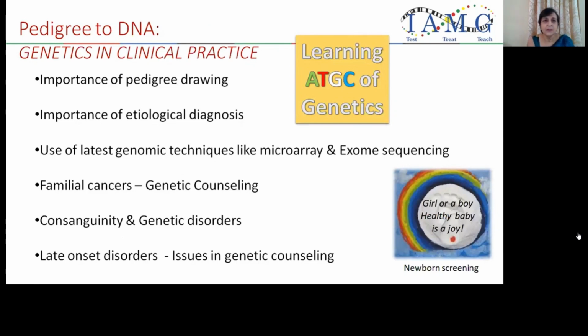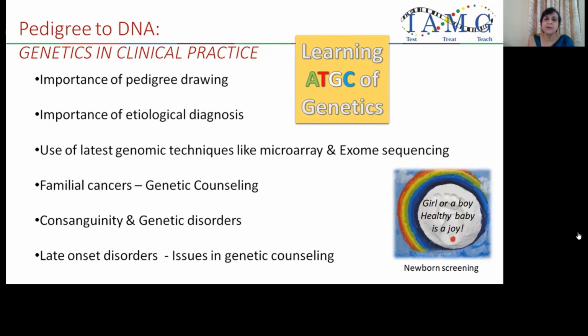When we think of these investigations, it's not only these high level investigations, but the first and most preliminary thing of taking family history in the pedigree form is the first and most important thing which needs to be done for patients where the clinical suspicion of a genetic disorder is thought. So in this introductory lecture, I shall show you some clinical scenarios stressing the importance of pedigree drawing and etiological diagnosis, as well as very great use of the latest genomic techniques like microarray and exome sequencing.